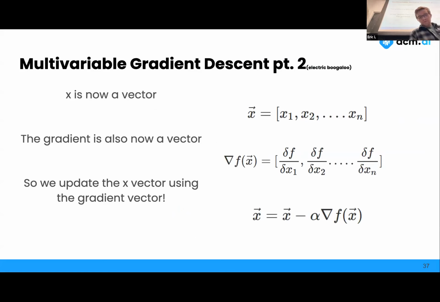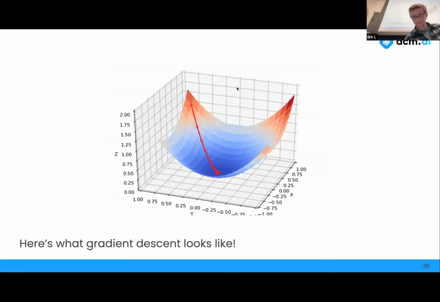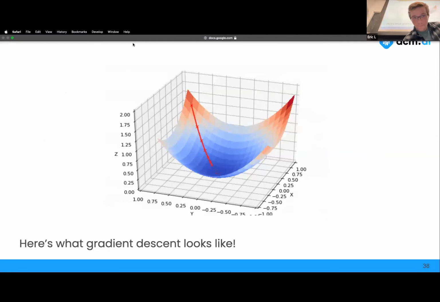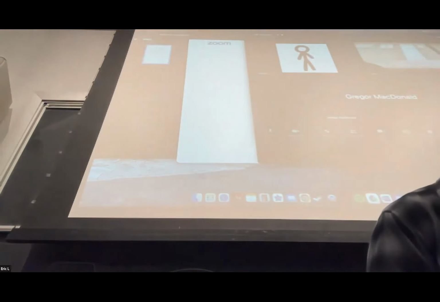So for now, just to give us some real quick notation, x is now going to be a vector. Our gradient is the partial derivative with respect to each variable x. And as we've outlined, x will be updated based on alpha times the gradient of f of x. And from here, we're going to really quickly derive the expression for the gradient of mean squared error.